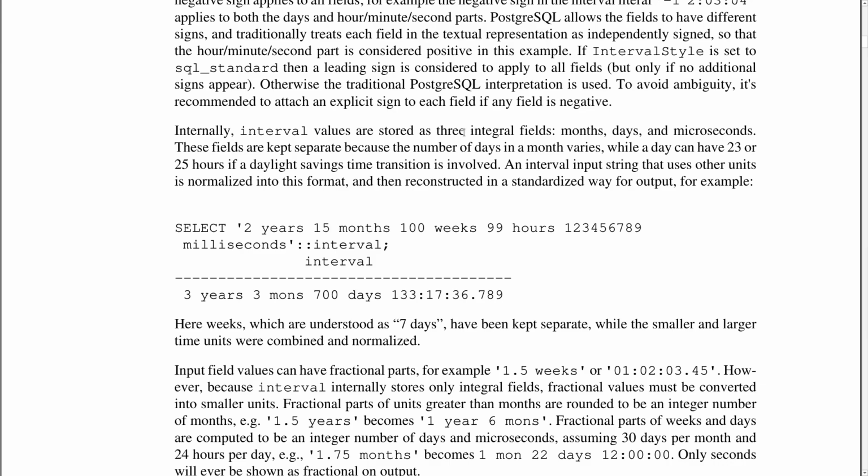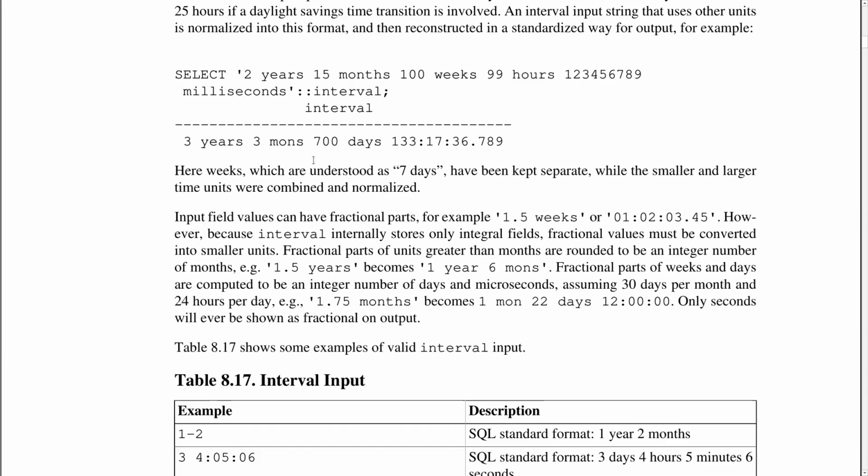Internally, interval values are stored as three integers: months, days, and microseconds. These fields are kept separate because the number of days in a month varies, while a day can have 23, 24, or 25 hours if a daylight saving time condition is involved. An interval input string that uses other units is normalized into this format, then reconstructed in a standardized way on output. The key point to notice here is that when daylight saving switches, the day can have 23 or 25 hours. That is a point which should be taken care of when you are talking about intervals.